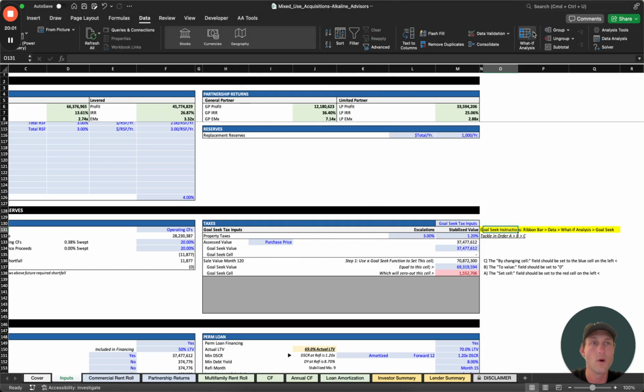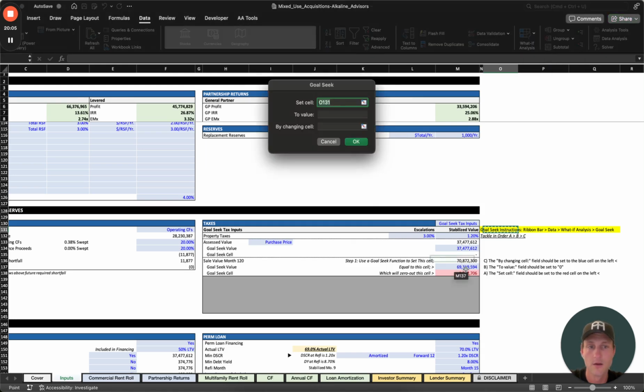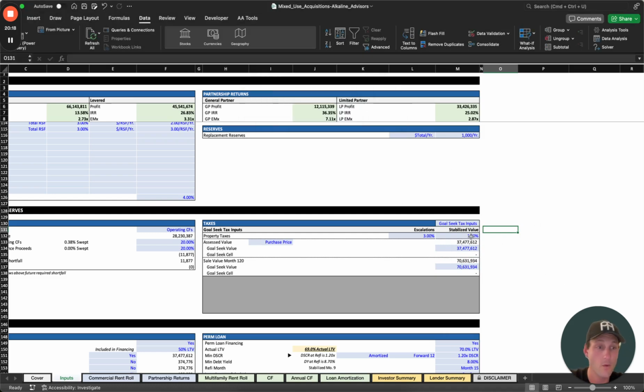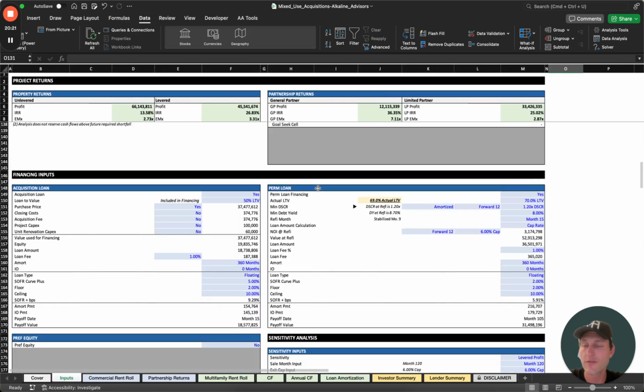So let's do what if analysis again. Let's do goal seek. We're going to set this cell to 0 by changing the blue cell. We iterate, boom. Now it's updated and all of the formatting went away. That's conditional formatting. Next, we have the financing inputs.